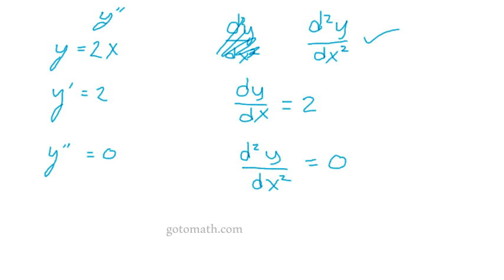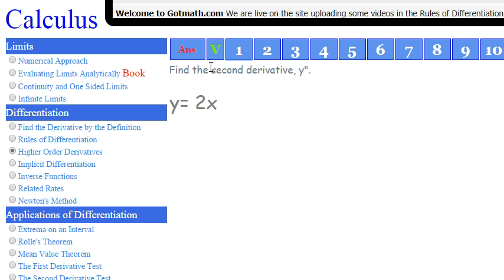Alright, we're going to end that. Let's move back over to the board here. As you can see, y double prime is equal to 0. So we're in this section here, higher order derivatives. Click, click, click. I think I have problems in this section too, and some of these other buttons I believe are not programmed.